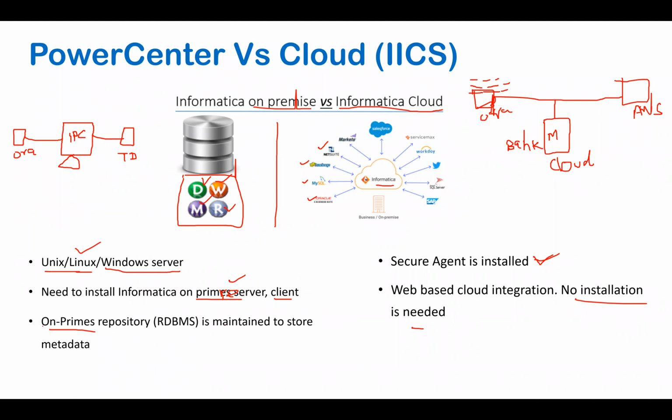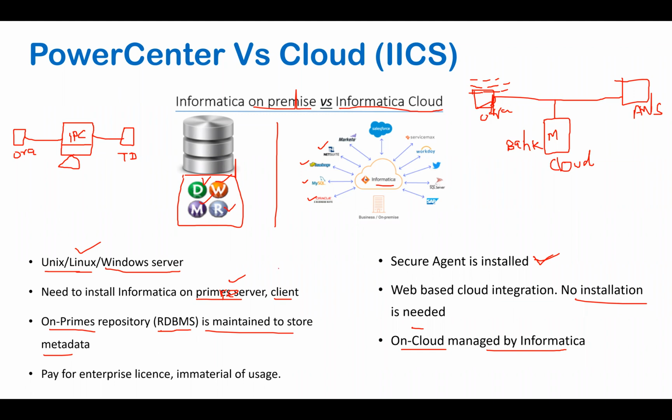I will answer. See, here you have the on-premises repository, right? Yes, we will have the RDBMS. If you install Informatica PowerCenter on our system, this RDBMS server is maintained as the repository. Who is maintaining it? Our organization maintains this particular repository server to hold all the metadata information. But in IICS, it is maintained on the cloud, maintained by Informatica. So that's one difference.